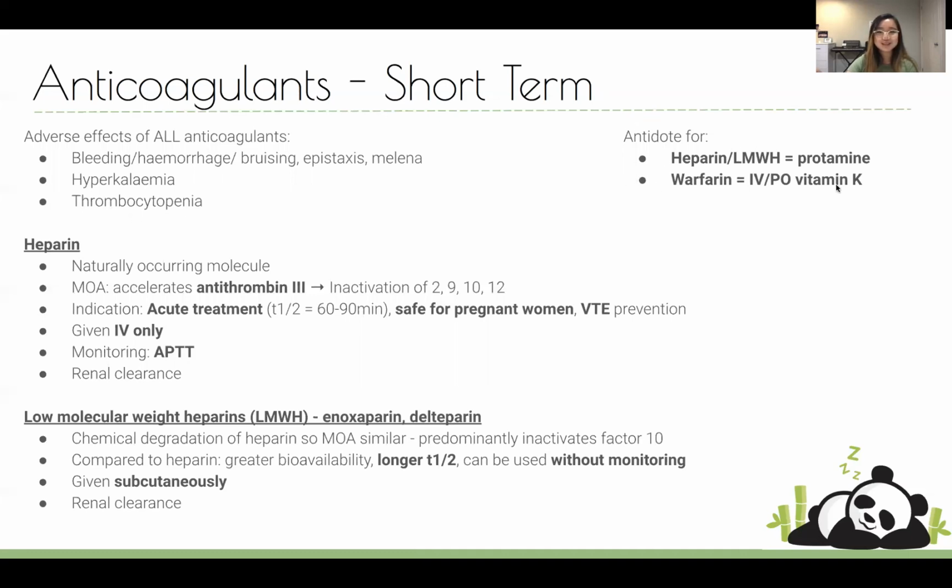You need to know the antidotes. They often test you. So for heparin and low molecular weight heparin, you can give them protamine. And then for warfarin, you can give them vitamin K, because that's a vitamin K inhibitor.